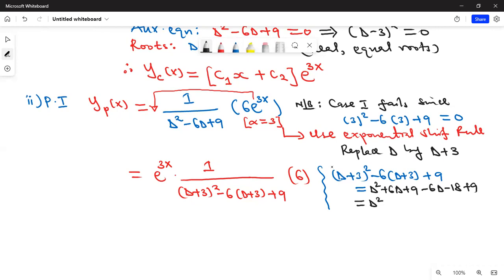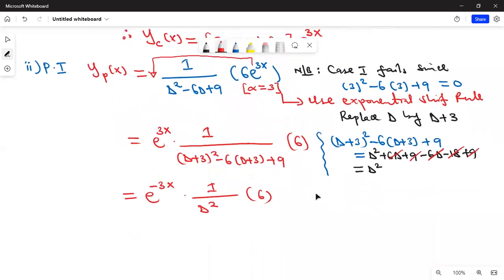You can see 6d and the other one will cancel, 9 and 9. So we simply get d squared, because the rest will cancel. This will cancel with this. 9 plus 9 is 18, will cancel with the other negative 18. So that this can now be written as exponential negative 3x 1 over d squared operating on 6.